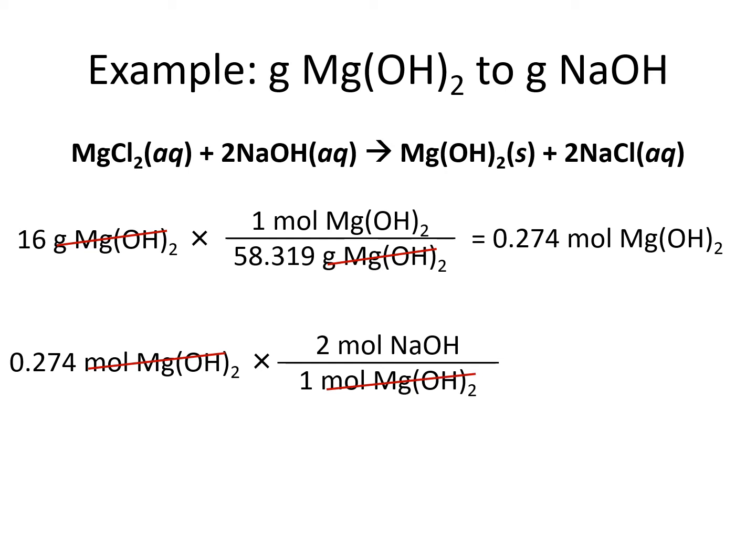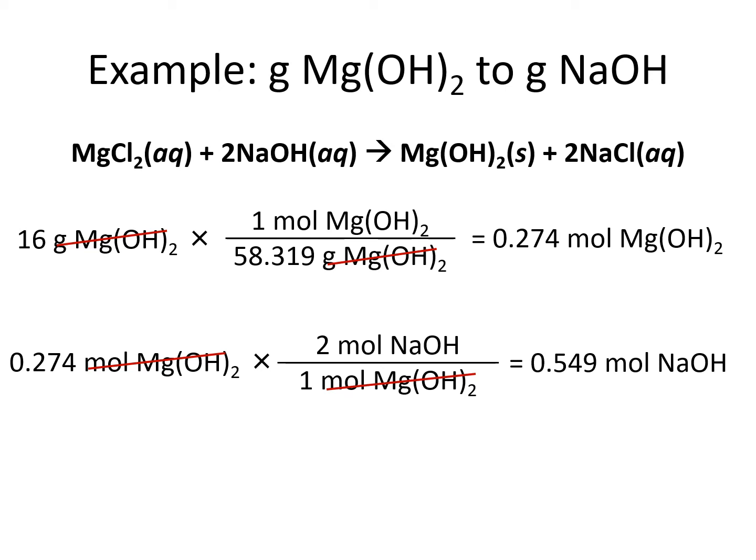In our balanced chemical equation, there's an understood 1 next to the magnesium hydroxide and a 2 next to the sodium hydroxide. So we fill those in as our coefficients in our stoichiometric factor. We multiply 0.274 times 2, and that tells us that we would need to use 0.549 moles of sodium hydroxide.